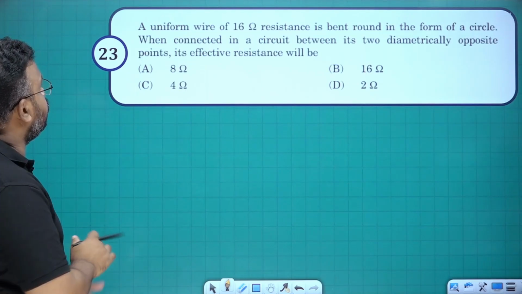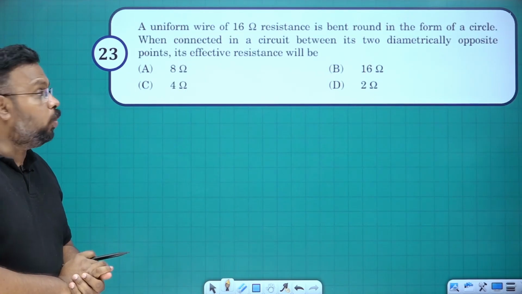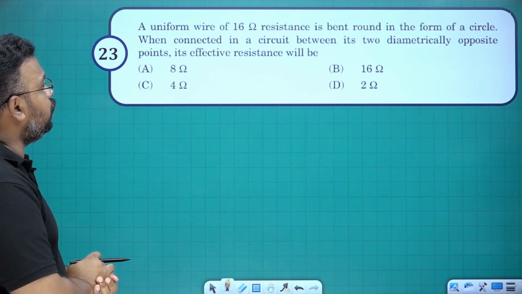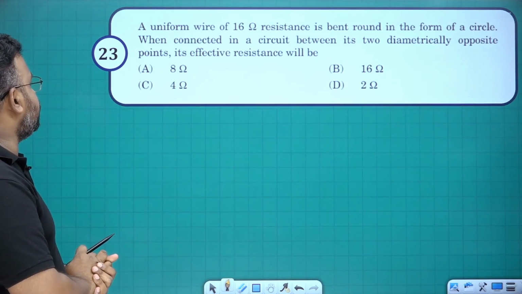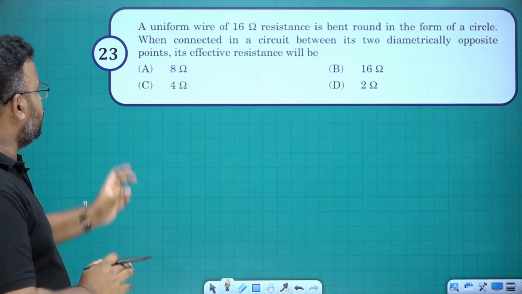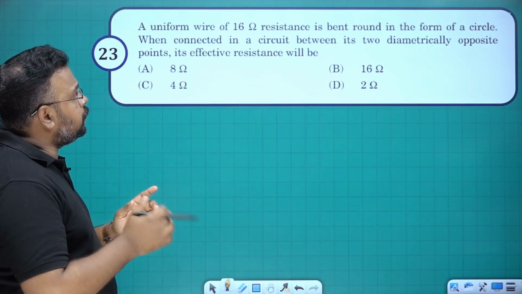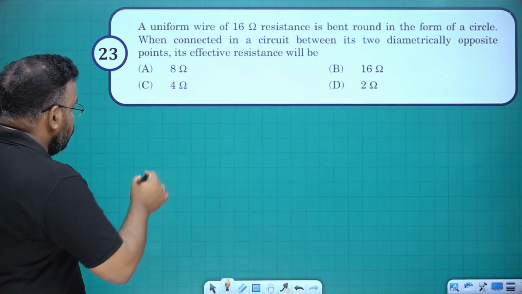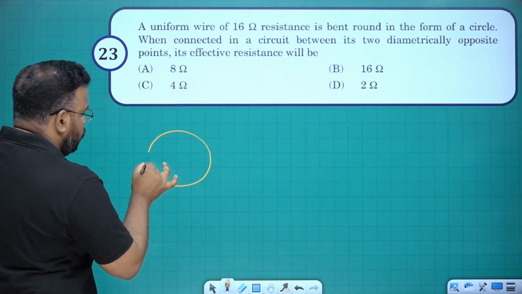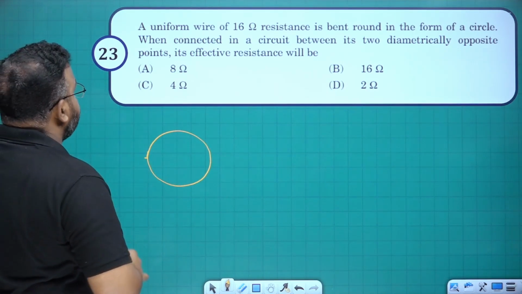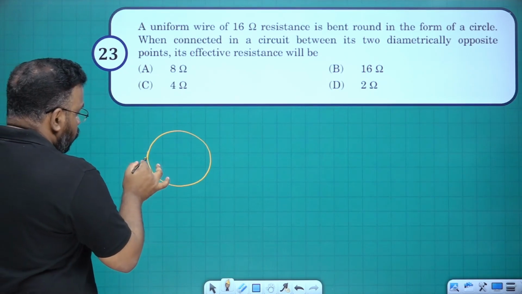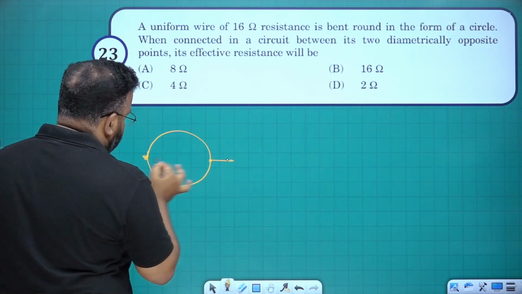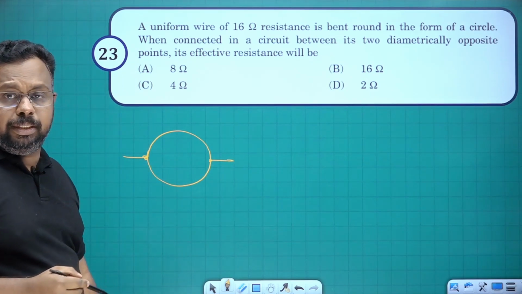Question number 23. A uniform wire of 16 ohm resistance is bent round in the form of a circle. When connected in a circuit between its diametrically opposite points, its effective resistance will be? So total resistance is 16 ohm. It is bent in the form of a circle. One point I am taking here, other point I am taking here. So between two diametrically opposite points means like this.